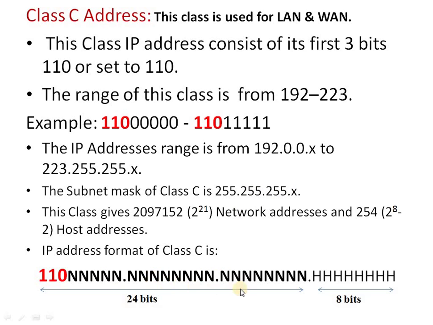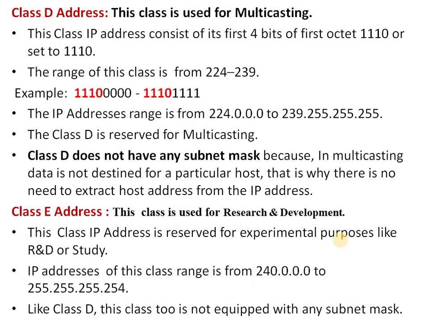Net ID, here it is 24 bits. So in that pattern, the 24 bits are the network ID and the remaining one octet is the host ID. So that is the scenario of the class C address.